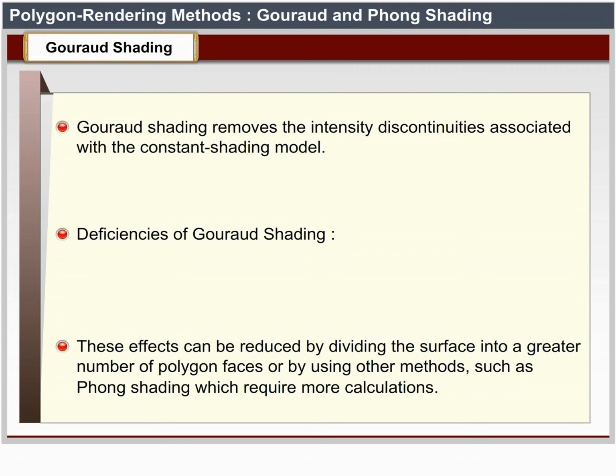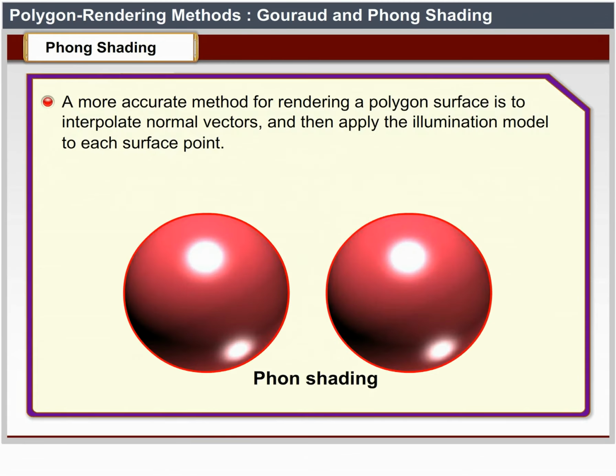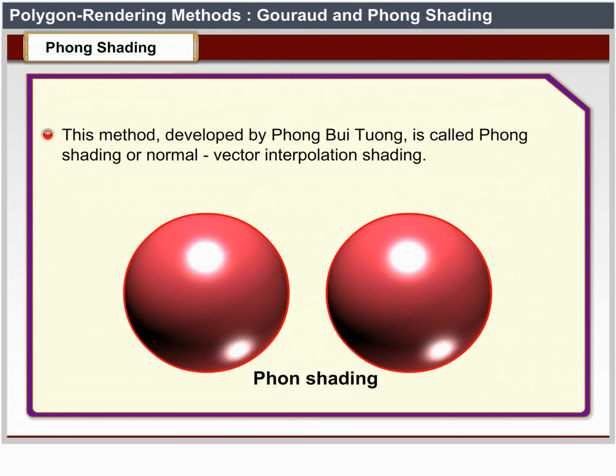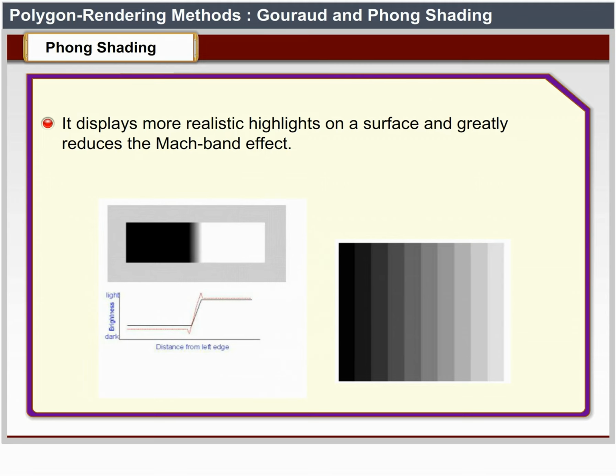Phong shading. A more accurate method for rendering a polygon surface is to interpolate normal vectors and then apply the illumination model to each surface point. This method, developed by Bui Tuong Phong, is called Phong shading or normal vector interpolation shading. It displays more realistic highlights on a surface and greatly reduces the Mach band effect.